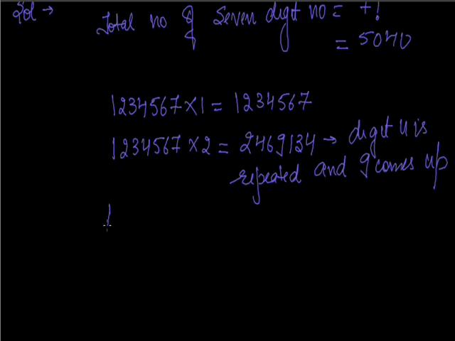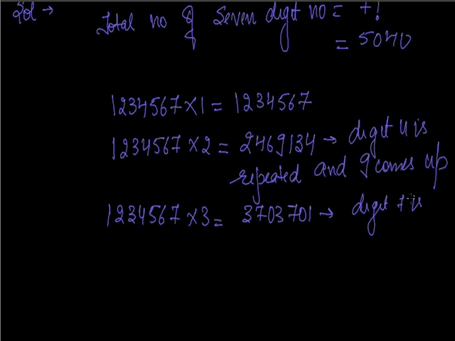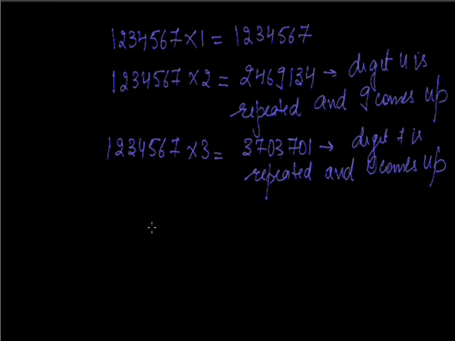Now let us take an example when the number is multiplied by 3. What will we get? 3703701. In this also, digit 7 is repeated and 0 comes up. Since there was no digit 0 and 7 is repeated, and we don't have to repeat any digit, it is not valid. Okay, let us move to multiplying by 4.